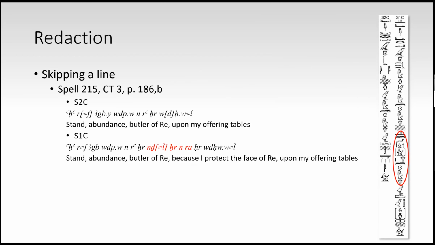And what happened in this case is that S2C shows the phrase as it more or less should look. Like I said, there's a lot of variation in these spells, so the versions from other regions will look a bit different, but this one should look the closest. And here you have Wedepu Re, the butler of Re, after upon my offering tables. However, in S1C, after Wedepu Re, the scribe, when starting on the next column, actually skipped ahead a bit in the text and added the phrase netje her and Ra.